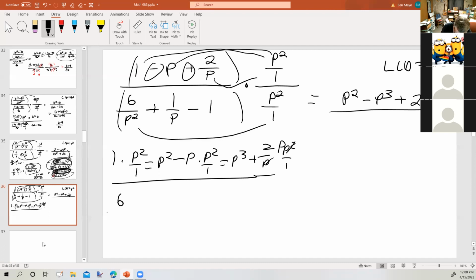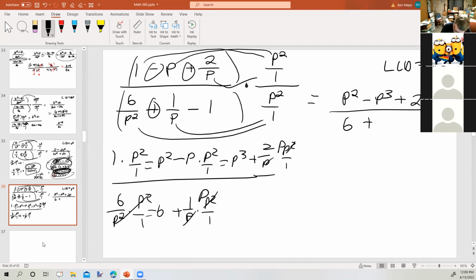Denominator, 6 over p squared times p squared over 1, the p squareds go, and you're left with 6. Plus 1 over p times p squared over 1, p squared over p is p, so you're left with p. Minus 1 times p squared over 1, which is p squared. Okay?